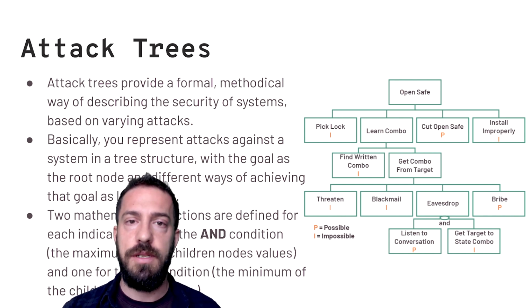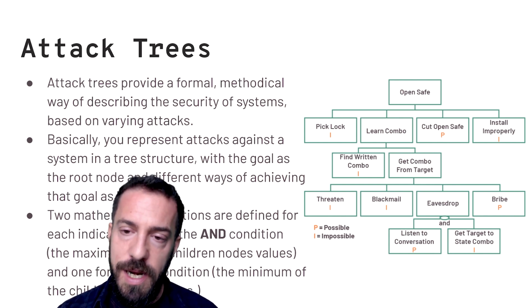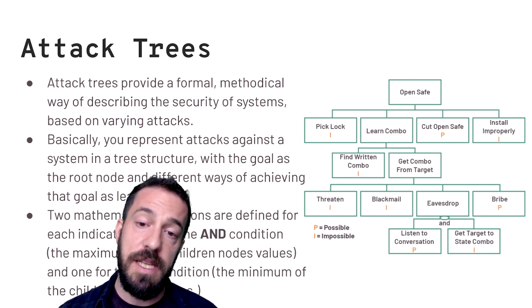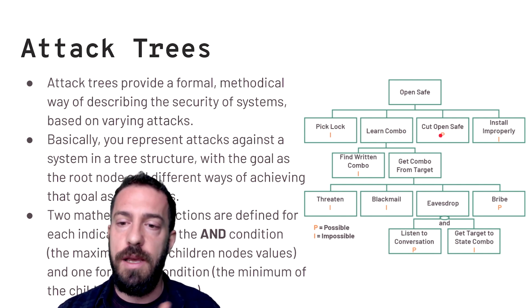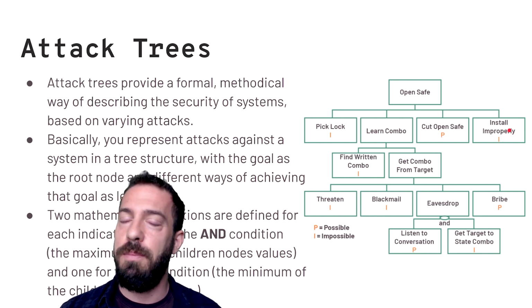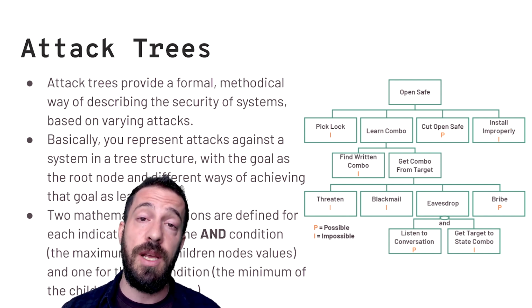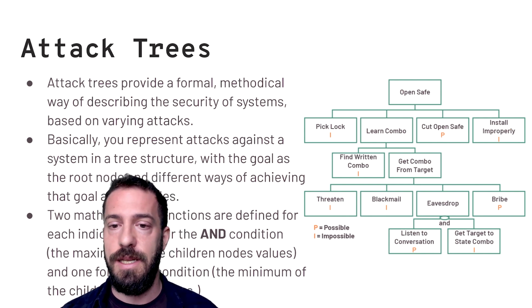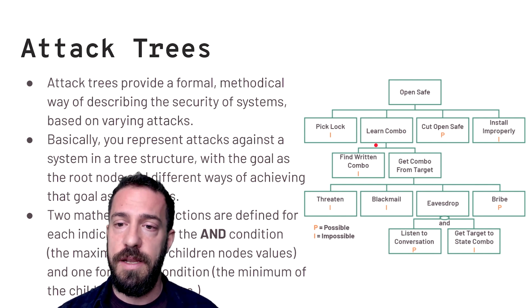We're talking about a house that has a safe, and we're trying to open the safe. So you try to start enumerating the possible ways you can open the safe. You can pick the lock, or you can cut it open, or when you install it, you do a supply chain attack. So you attack the installation process to make sure it's installed improperly, so you can later access it. Or you can learn the combination and use it to enter the safe.